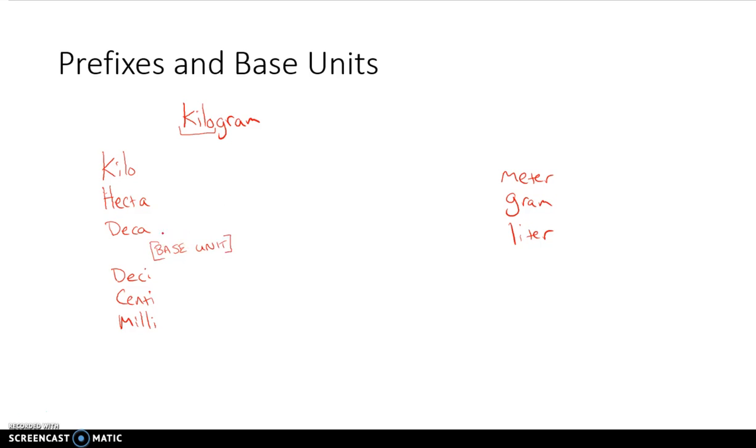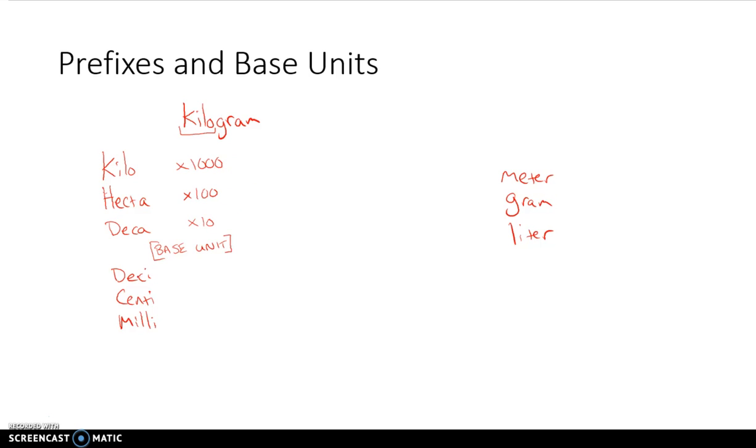If I write a base unit here, it could be any base unit at all. A deca of that base unit is just 10 times larger. A hecta is 100 times larger. And a kilo is 1,000 times larger. So if I had 1 liter, a decaliter is 10 times larger. A hectoliter is 100 times larger. And a kiloliter is 1,000 times larger.